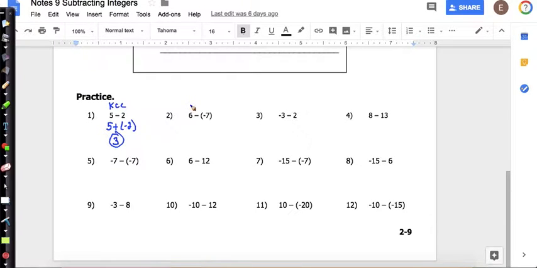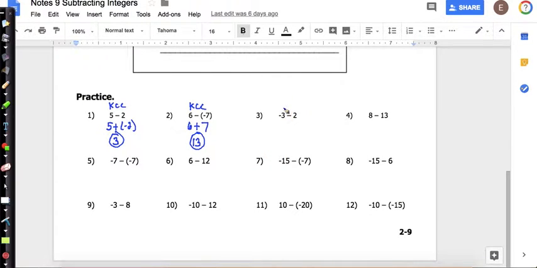Number 2, 6 minus negative 7. KCC. We're going to keep the 6 the same. We're going to change subtraction to addition, and we're going to change negative 7 to positive 7. The signs are the same, so just add them up. 6 plus 7 is 13, and I'm going to keep it positive 13 because they're all positive.